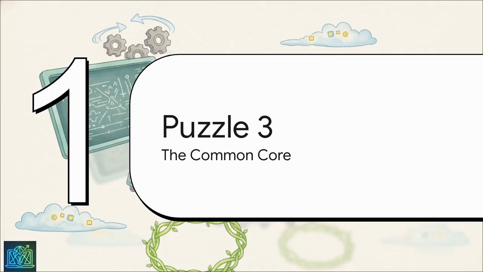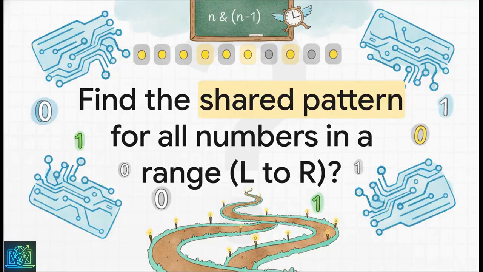All right, for our final puzzle, let's level up a bit. What if we need to find what a whole range of numbers, say from 9 all the way up to 12, have in common at the binary level? This problem is called the range bitwise AND. We want to find the pattern of lights that stays on for every single number in a given range. Now, the obvious way would be to AND every number together one by one, but that could be incredibly slow if the range is huge.